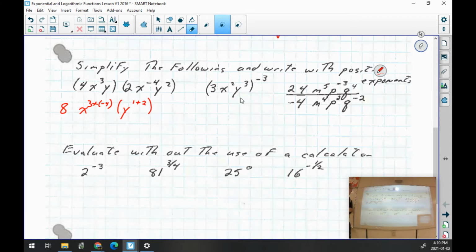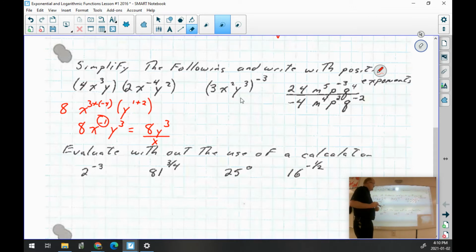So what we end up with here is 8x to the negative 1 y cubed. And if I want to write these with only positive exponents, I would have 8y cubed over x because of that negative exponent here. In this situation, I'm going to deal with the negative first. We can do it in multiple different ways, but I'm going to deal with the negative first.